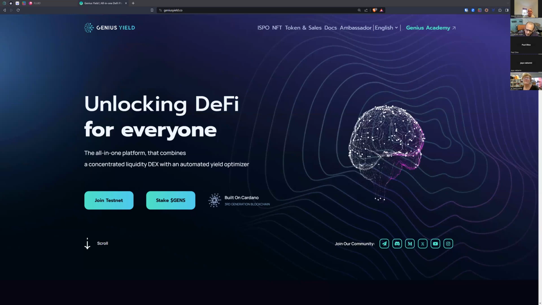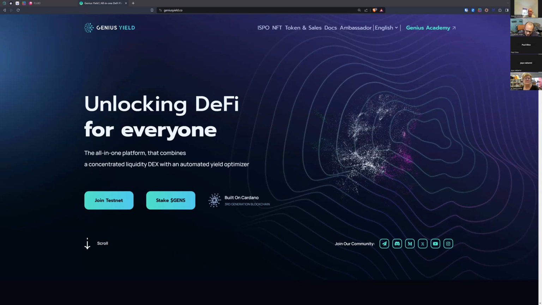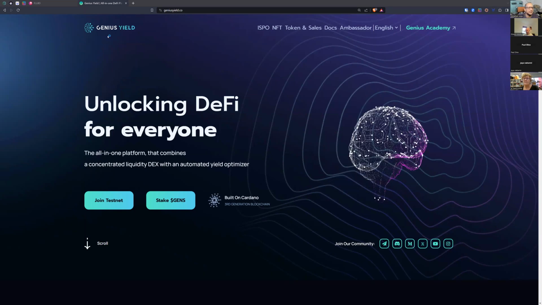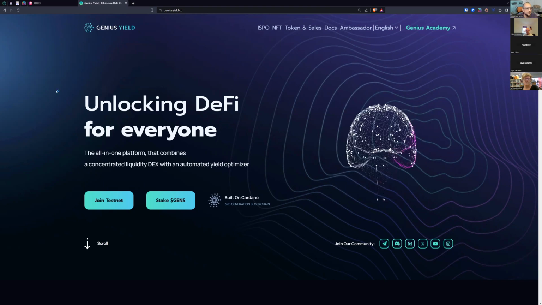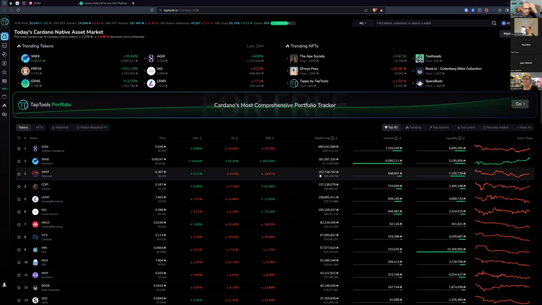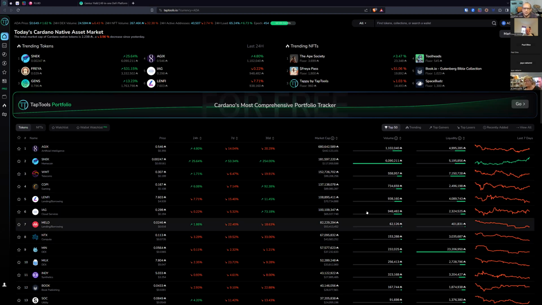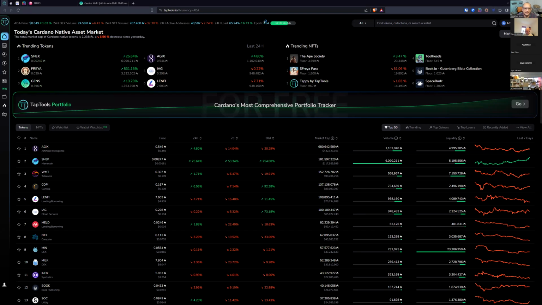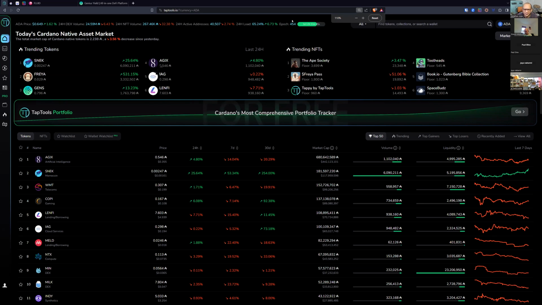So perhaps one of the things to have a quick jump in on right at the start is to have a look at one of my favorite tools on Cardano, which is Tap Tools, which shows the performance of the Cardano ecosystem as a whole. It's got trackers for all the different native tokens. And if you're wanting to do some research on investment or check out health and performance of projects, this is a place to come. And it's been a lovely place in the last few weeks. We've had lots of activity in the green direction because of the way that Cardano is performing in the market as a whole.